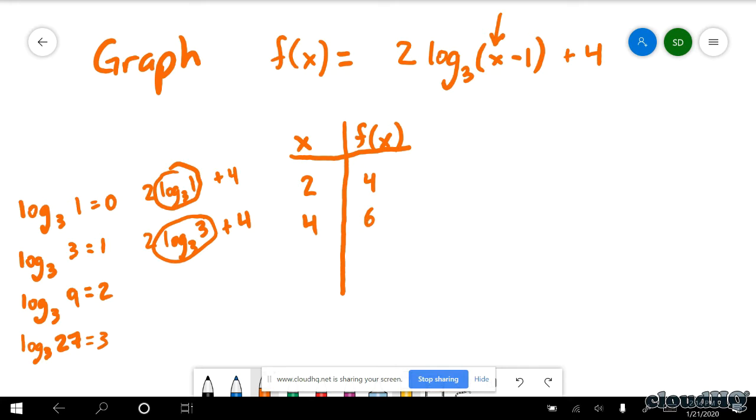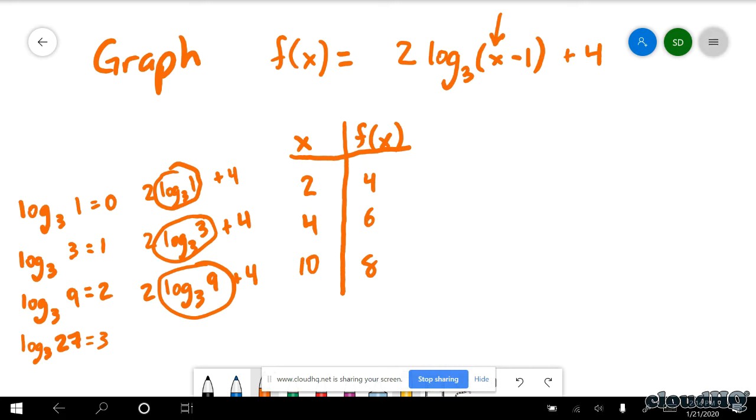Let's do one more just for fun. 6. 6 minus 1 would give us 5. That wouldn't work out very well. 28 minus 1 would give us 27. That would work. Is there a smaller one than 28? 10. If I plug in 10, I get a 9. And log base 3 of 9 we just talked about, that's equal to 2. So it's 2 times 2 is 4 plus 4 is 8.